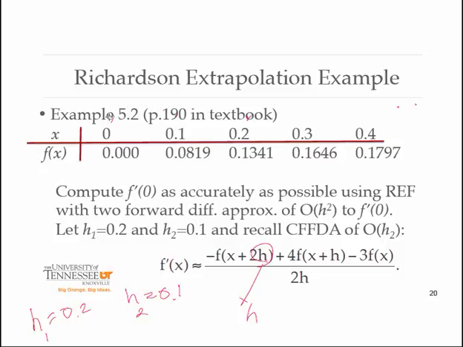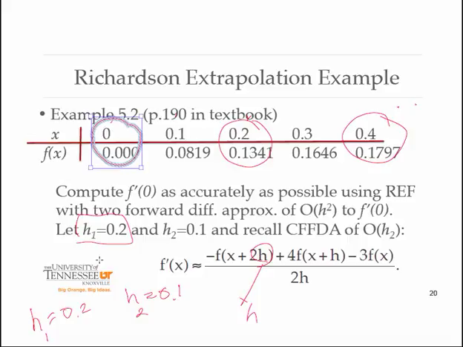Well, I have to march forward, and I need to use 3 functional evaluations. So I can use these 3 to start with, and f of x would be here. F of x plus h would be this point right here, because we start out with h being 0.2. And then the third value is 0.4. So I would use all 3 of those to get my first approximation using this step.